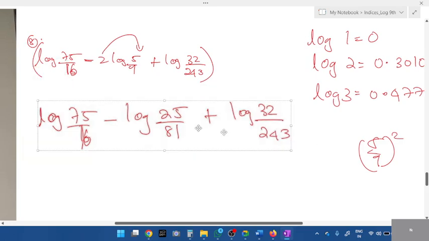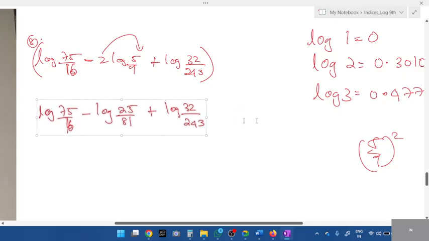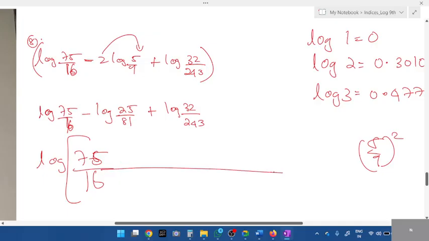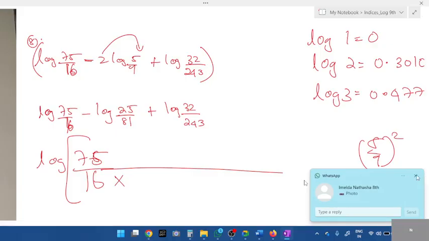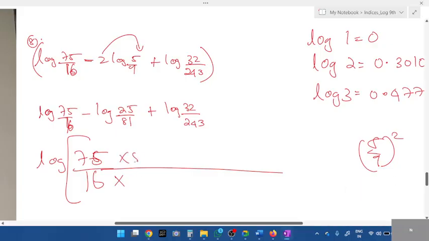First use normal log, students. Normal log, reduce this. Log 75 by 16. For minus, what do you put? Where do you write for minus? 25 by 81, right? 81 by 25. Correct? And for plus, you write it in the numerator. First reduce this. All of you will reduce.